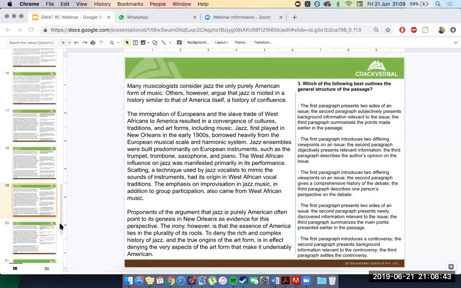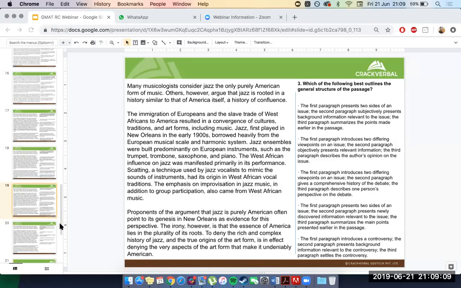Somebody also has put in C, so let's actually discuss C as well. So the first paragraph introduces two differing viewpoints on the issue, absolutely fine. The second paragraph gives a comprehensive history of the debate. The third paragraph describes one person's perspective on the debate. Third paragraph is described fine, first paragraph is described fine. But history of the debate. Okay, so the second paragraph gives us a history of jazz music, right? It gives us a history of the origins of jazz.